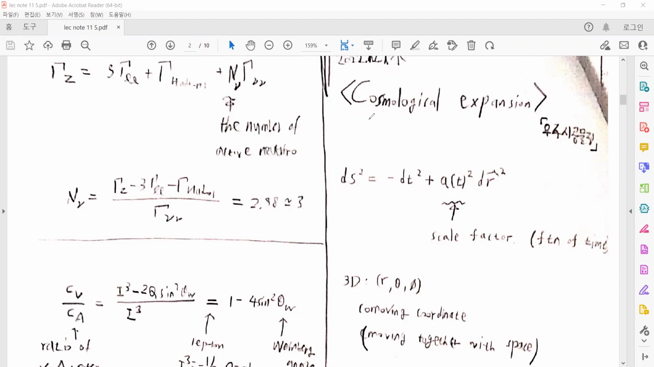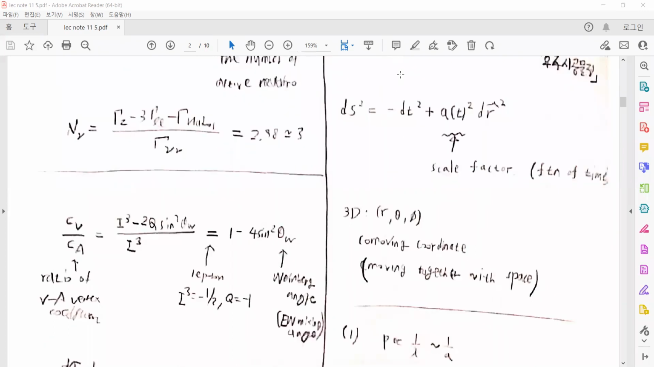So tonight, I'll focus on the cosmological expansion and the contents coming from space and the universe: space, time, and matter. That is from some of the Korean-written physics textbooks. And tonight, I'll discuss cosmological expansion and the metric of the universe that's given like that.